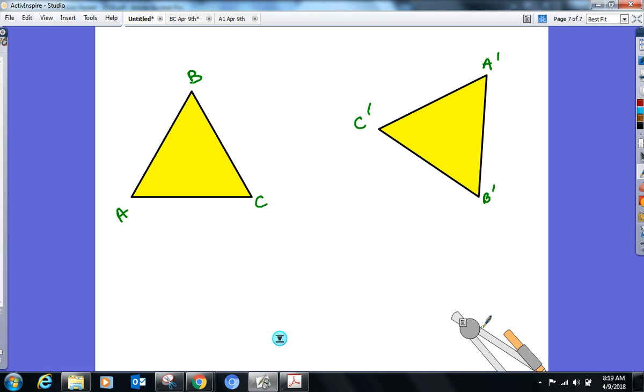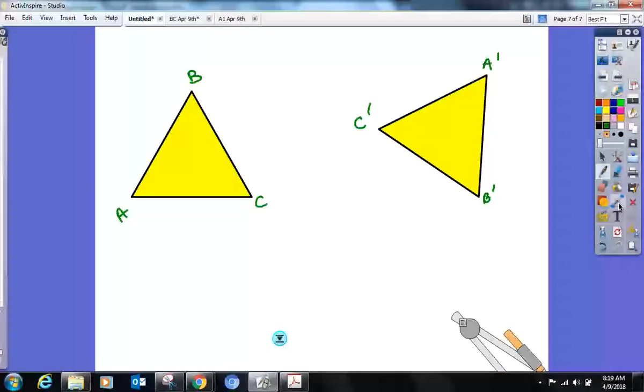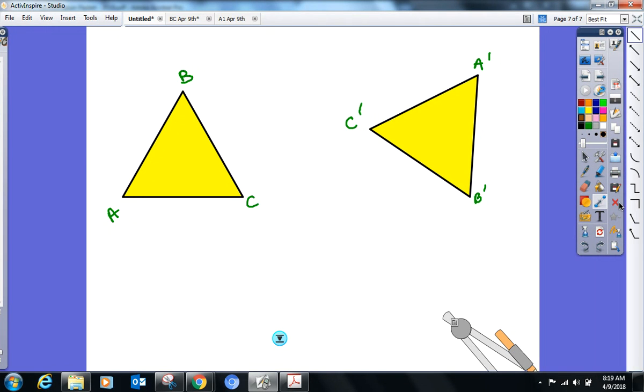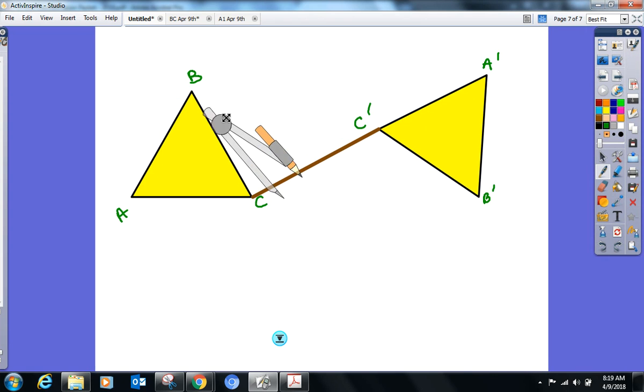I have no idea if this is going to even work out. I don't know if I've rotated all the points properly, but okay, where to find the center of rotation? First thing I do is I connect a pre-image and an image. I do the perpendicular bisector for it.